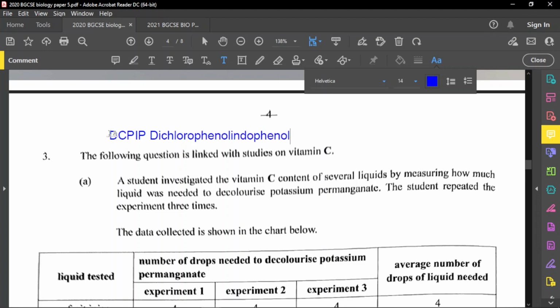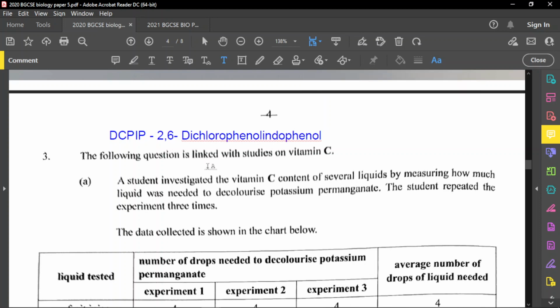To be specific, it is actually 2,6. DCPIP is actually 2,6-dichlorophenolindophenol. So that's the name of the thing. DCPIP is also acceptable because they do not always expect you to know the name of it. But I'm saying just in case you see it, know that it is used to test for vitamin C.